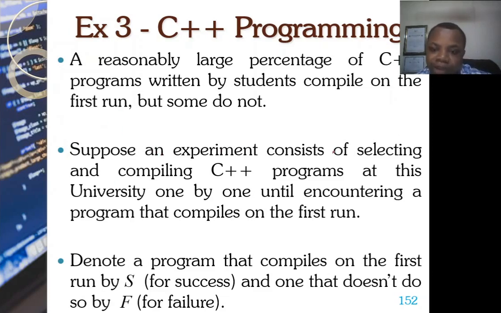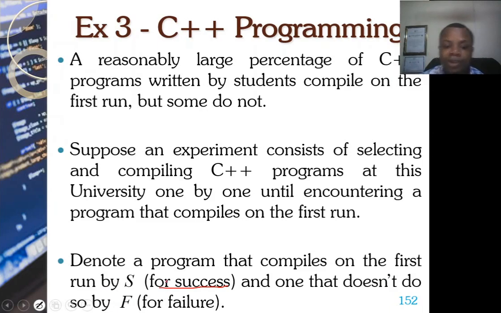Suppose an experiment consists of selecting and compiling C++ programs at this university one by one until one encounters a program that compiles on the first run. In this case, we denote a program that compiles on the first run by S. That is, if you are able to run this successfully, you represent it as S to represent success. On the other hand, if you run and it doesn't run, it means that you failed, so we represent it by an F.